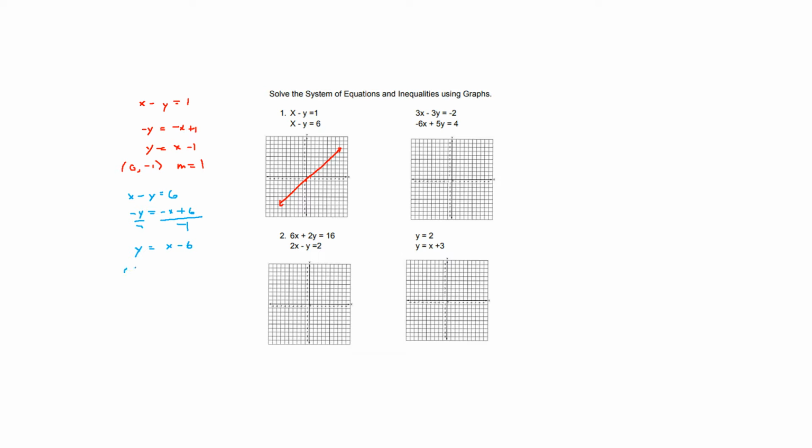And your y-intercept for this is just 0, negative 6, and your slope is 1. Right, just like our line over here, go to the graph, plot your y-intercept. Slope is still 1. So plot a few points, and then you just draw your graph like this. So that's how you graph number 1.